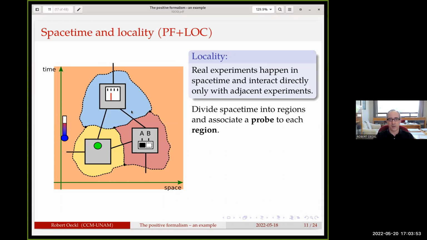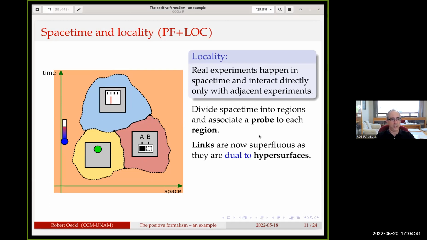Then there can be a direct interaction only between adjacent regions, right? Because an interaction has to be mediated by signals that travel between the different space-time locations that we want to interact. So if we do this division, then we have to put interfaces only between probes that are in adjacent space-time regions. In other words, these interfaces now are really in correspondence to these pieces of hypersurfaces where two different regions meet.